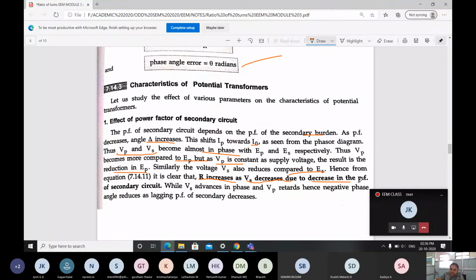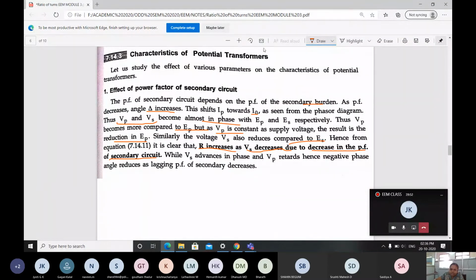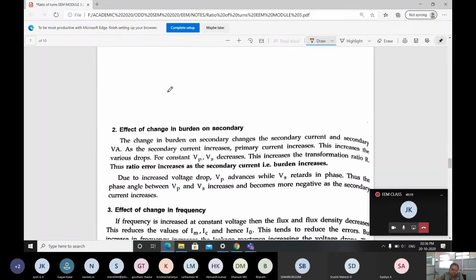Due to the decrease in the power factor of the secondary circuit, Vs advances in phase and Vp retards. Hence the negative phase angle reduces as the lagging power factor of the secondary decreases. Just remember this one, it's the main point. The actual ratio is going to be increasing as Vs decreases due to the decrease in the power factor of the secondary circuit. That is about the effect of power factor of the secondary circuit.